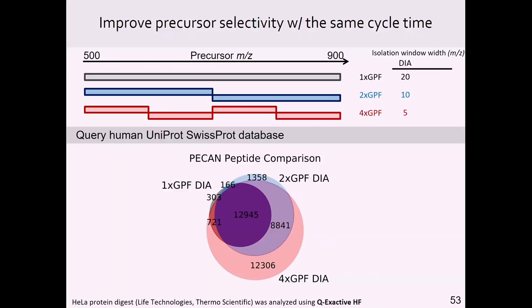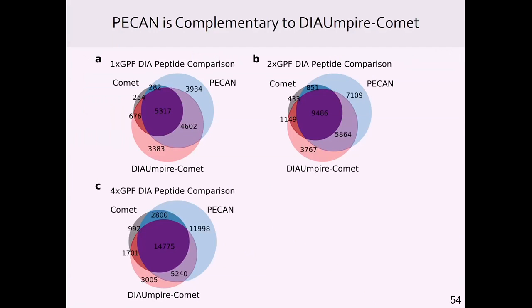And we were also asked by reviewers how this compared with Alexei's data. I'll say it's very complementary to what you get from DIA-Umpire. You definitely get different results between the two.